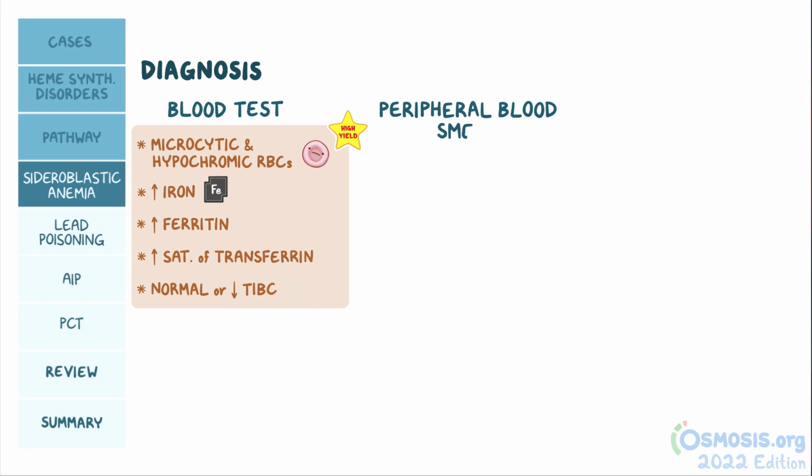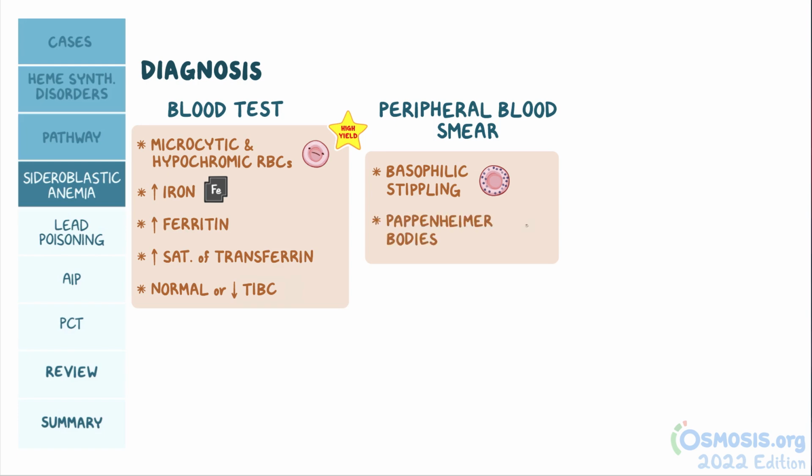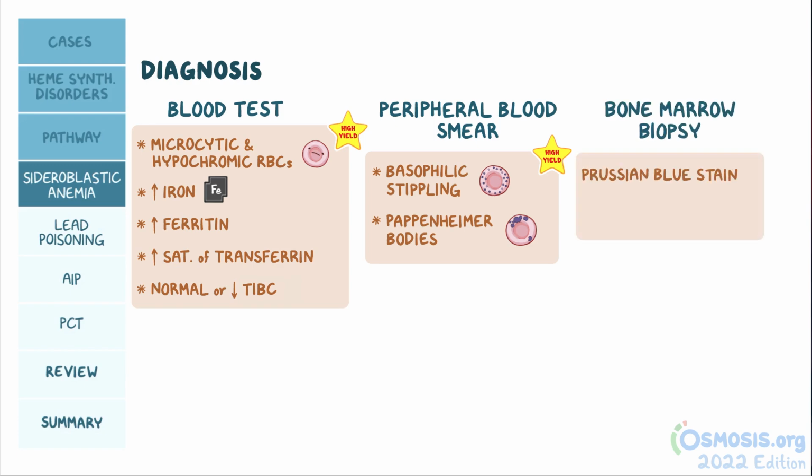In a peripheral blood smear, what we expect to see is red blood cells with basophilic stippling, which refers to tiny blue or purple granules of ribosomal RNA that are dispersed throughout the cytoplasm. And that's a high-yield fact. Additionally, Oppenheimer bodies, or cytoplasmic granules of iron, may also be observed inside the red blood cells. Finally, upon a bone marrow biopsy, a Prussian blue stain can show the iron-laden mitochondria forming a ring around the nucleus, producing the classic ringed sideroblast appearance.